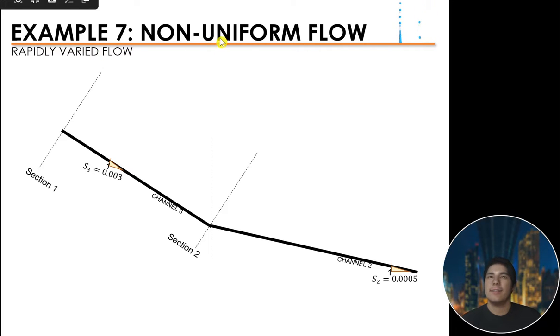So this time we'll just continue our discussion on the design of drainage channel. In this video, we'll be discussing the rapidly varied flow analysis. Considering we have sections 1, 2, and 3, we have this channel 3 and channel 2. The bed slope of channel 2 is 0.005 while channel 3 is 0.003. So we have this steep slope and we have this mild slope.